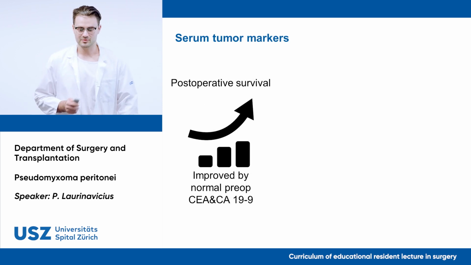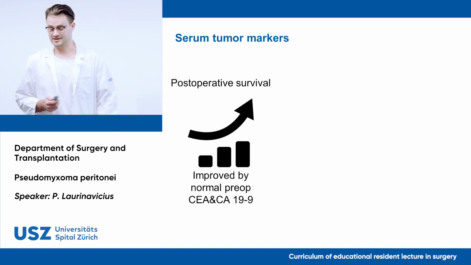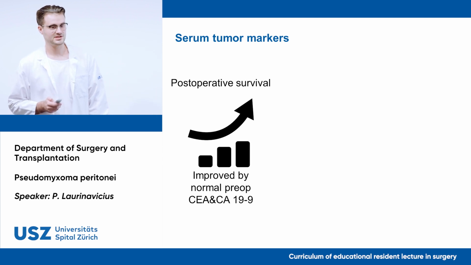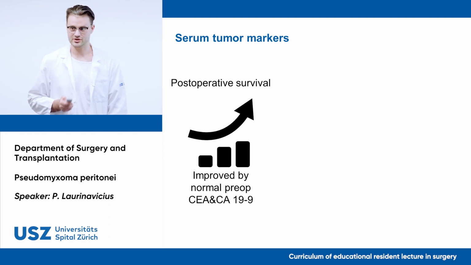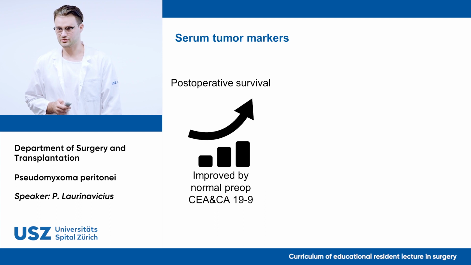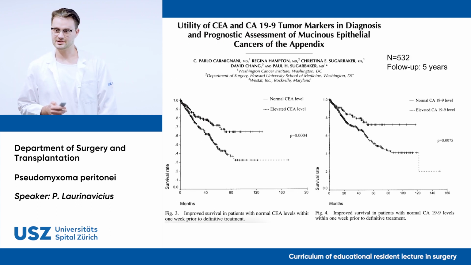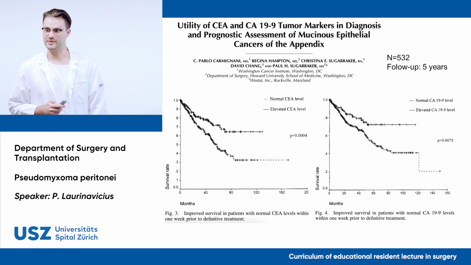The serum tumor markers also were defined as a diagnostic tool for PMP. And the most commonly used tumor markers are the CEA and CA99. They have been associated with increased postoperative survival if they are measured in normal range before the surgery. This was demonstrated by Dr. Sugarbaker in his study where he analyzed 532 patients with PMP who underwent the CRS-HIPEC procedure and were followed up after that for 5 years.